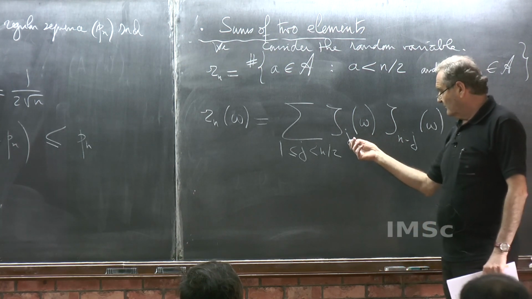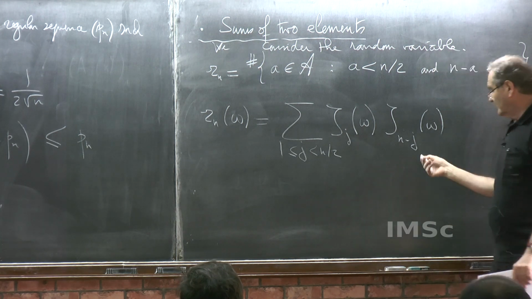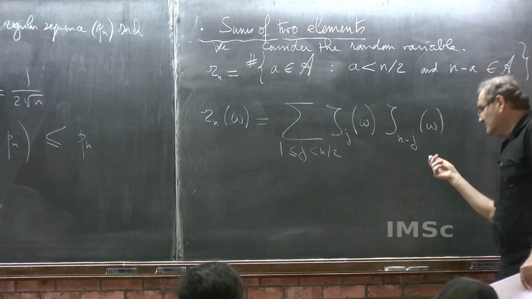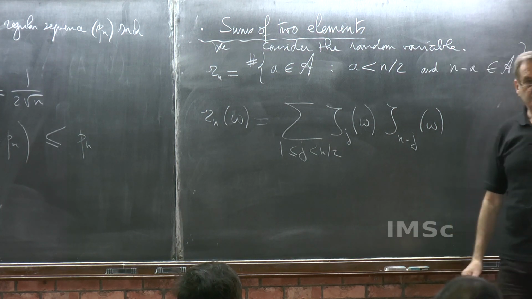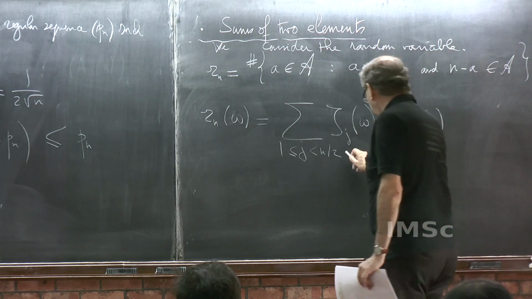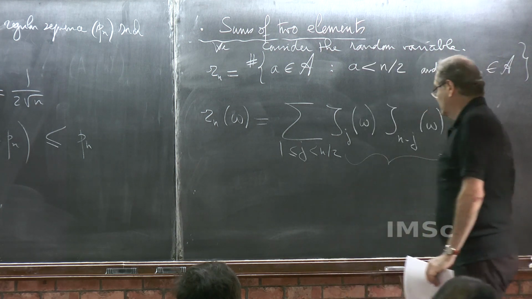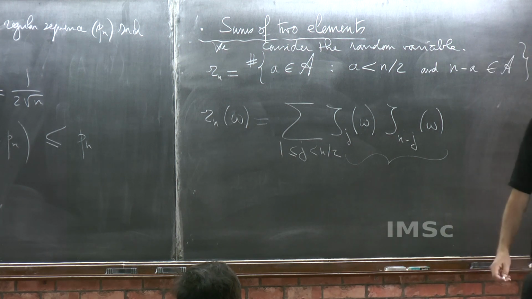Because if I take two different j, if the j are different, the n minus j are different, and the n minus j cannot be the j because I'm restricting to n over 2. This is why I don't want to go up to n. I'm losing a tiny bit, but essentially all those are random variables, and all those random variables are independent.